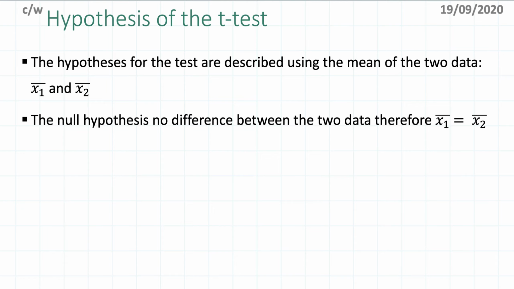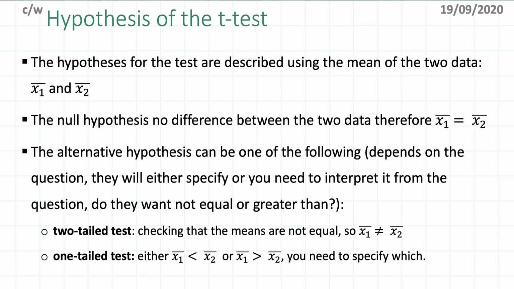And what the null hypothesis wants to claim is that there's no difference between the two data sets, which means that the mean of the first data set will be equal to the mean of the second data set. So your null hypothesis is always that there's no difference, therefore the means will be equal.